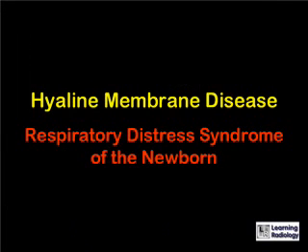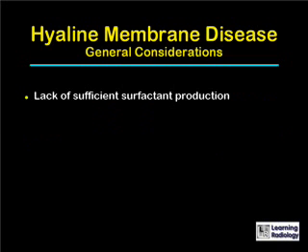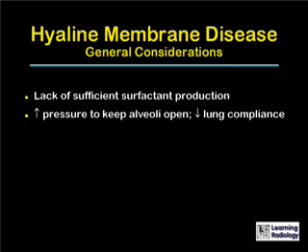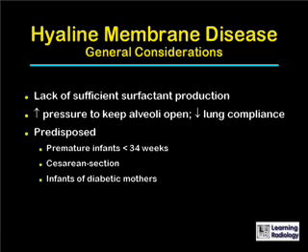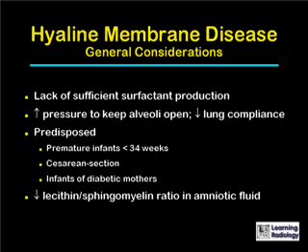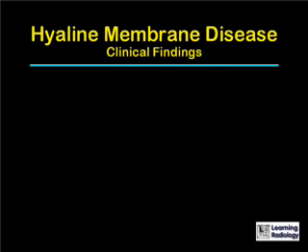Hyaline membrane disease, respiratory distress syndrome of the newborn. Hyaline membrane disease is believed to be due in part to a lack of sufficient surfactant production. This leads to an increased pressure which is needed to keep the alveoli open and decreased lung compliance. Those who are predisposed include premature infants under the age of 34 weeks, kiddies born by cesarean section, and infants of diabetic mothers. There is a decreased lecithin to sphingomyelin ratio in the amniotic fluid in these children.